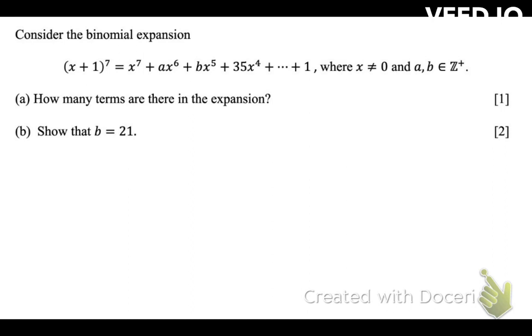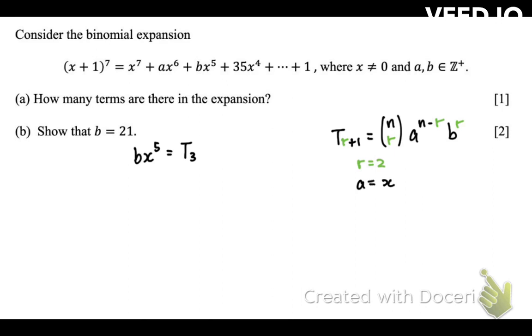So knowing that this b appears in the third term of our binomial expansion, we can set b times x to the power of 5 equal to t sub 3. And here's just a quick reminder of the general term formula. Now, if we are looking for t sub 3, we know that the r value must then be 2. And again, it is helpful to write out the other known values. So let's go ahead in our next line to continue this show that question and set b times x to the power of 5 equal to 7 choose 2 times x to the power of 7 minus 2 times 1 to the power of 2, using that general term formula.